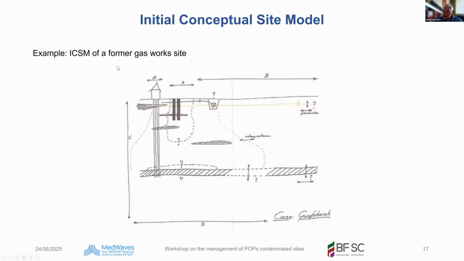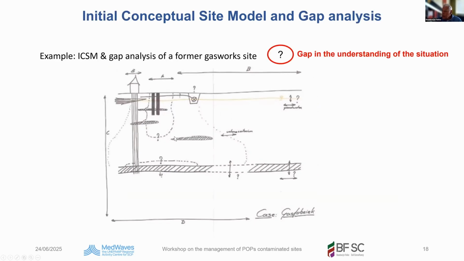Here is an initial conceptual site model of a former gas factory making city gas in the old days. And by discussions, we made this drawing by hand. We have an aquitard, we have sources, and we have a lot of gaps in our understanding. Is it true that here we have accumulation of contaminants? Is it true that this aquitard is interrupted? Is it true that this factory is on poles and standing on this layer? So this may also be a factor in the migration of contaminants. So the question marks, you see them here, are my gaps in understanding.